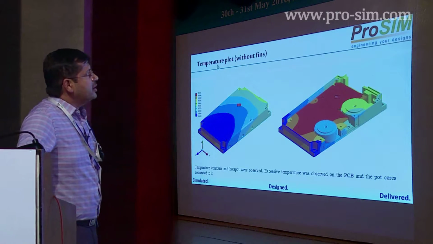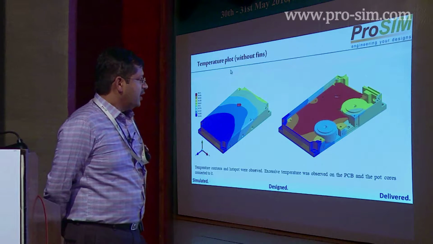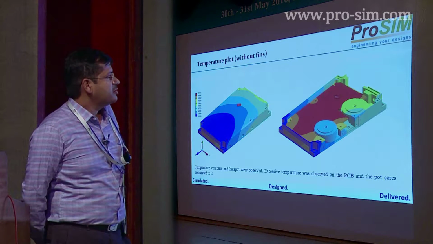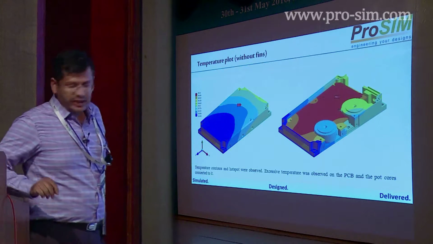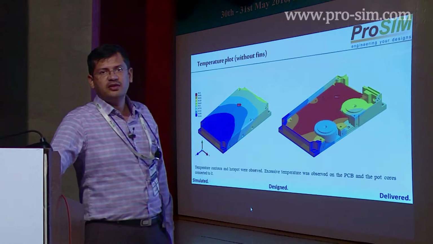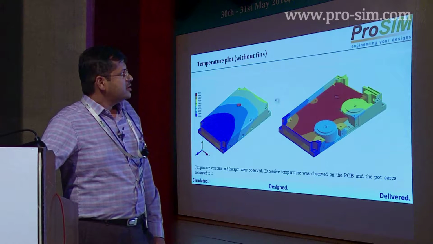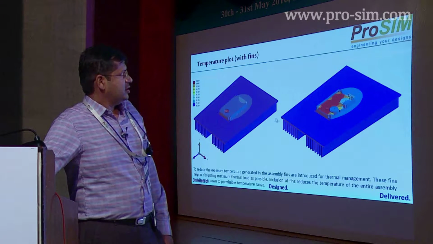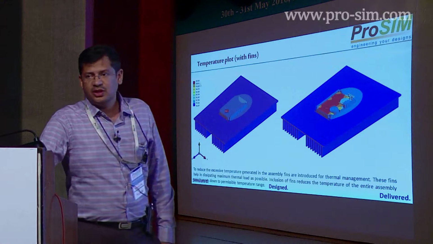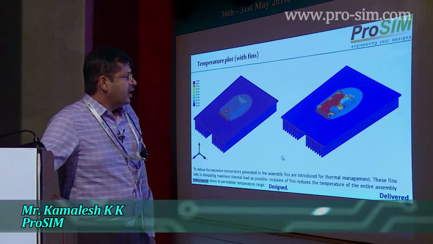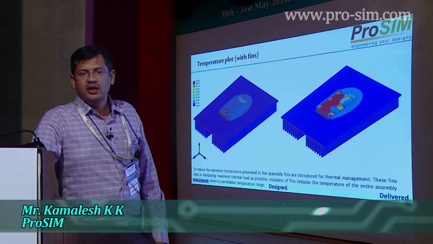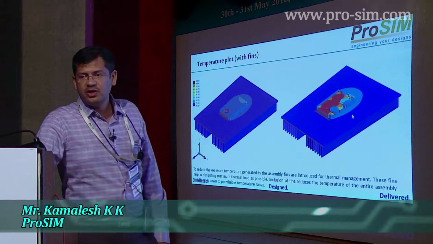This is the typical temperature plot without fins, and we have seen temperature contours and hotspots close to 354 degrees centigrade without consideration of the fin structure. When this component is placed on the structure with fins, we observed that the temperature has reduced to less than 105 degrees centigrade, and this was the structure which was proven and safe to be mounted on this unit.